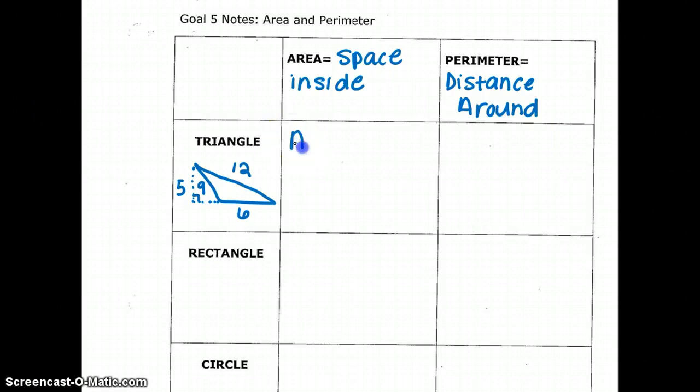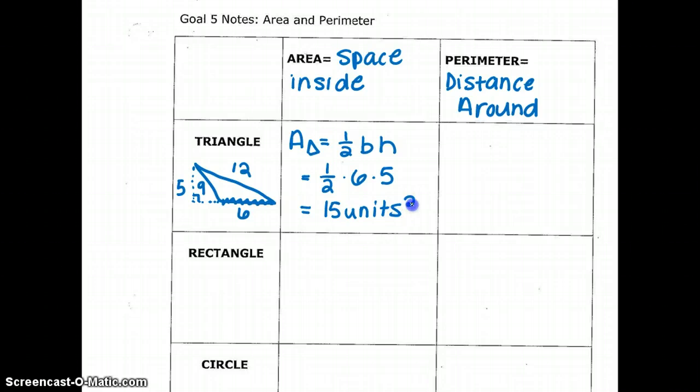The formula for the area of a triangle is half base times height. In this triangle, the base is the flat piece that it rests on, which is 6. And the height is how tall it is, or our altitude. Half times 6 times 5 is 15. And we always label area units squared because it's a two-dimensional measure.